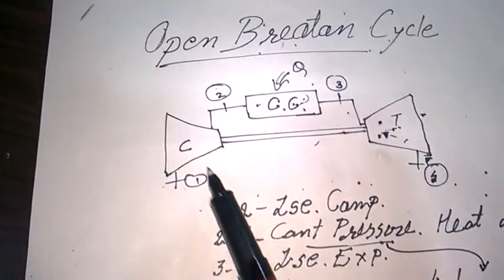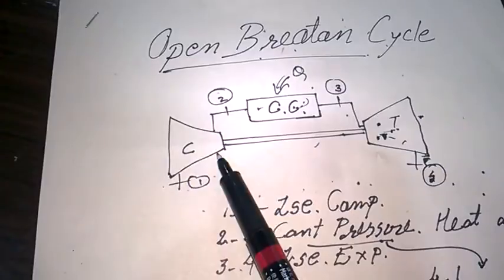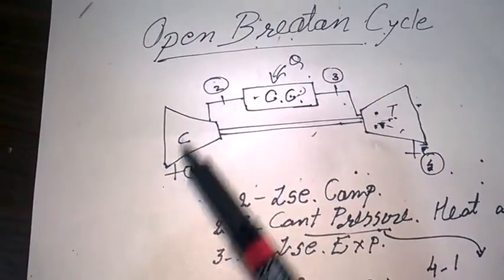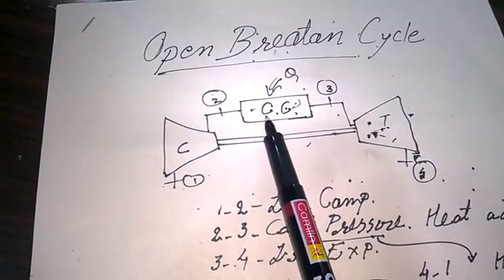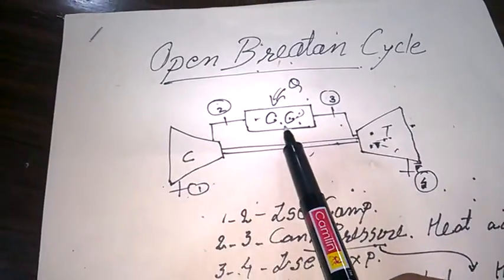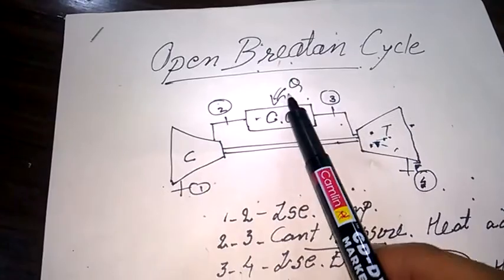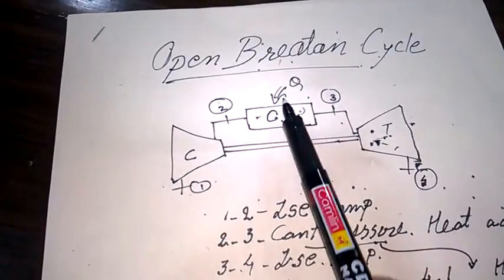First things first, compressor, right? So what is a compressor? It compresses the incoming air. Now this compressed air goes to the combustion chamber where we are burning the fuel. So basically we are adding the heat. The arrow is given, Q is given, so it is adding the heat.